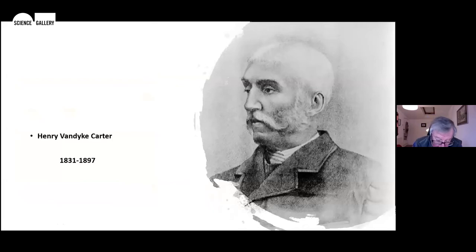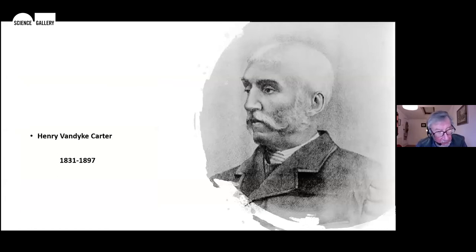That began to change around the 1850s and the 1860s. And we can tell this story through two particular individuals, both of whom were members of the elite colonial Indian Medical Service. The first of these is Henry Van Dyke Carter. You see a picture of him there from later on in his life.